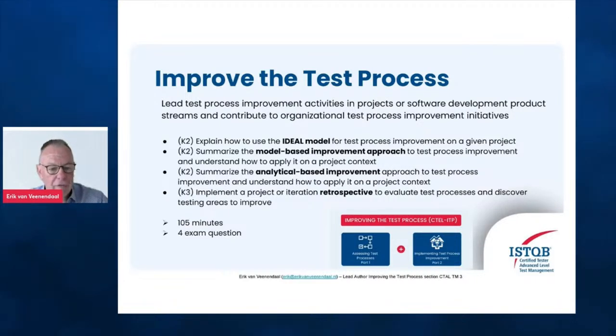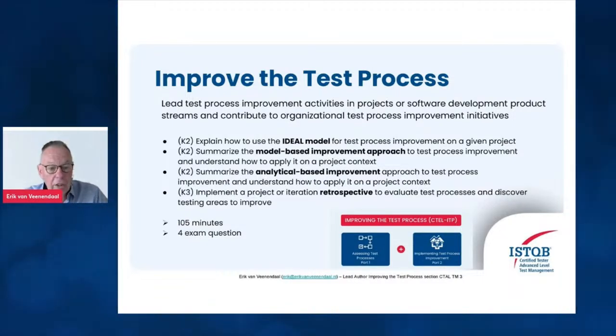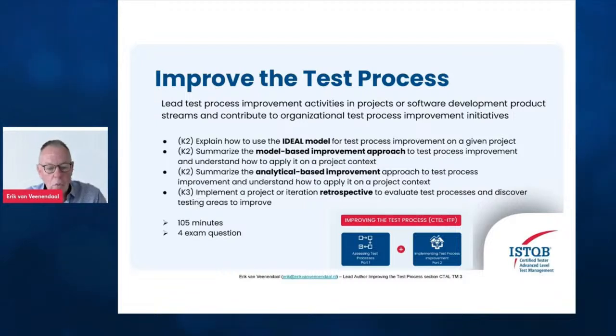And as you can see here, we have 4 learning objectives. We teach you the IDEAL model, which is a model for how to do test process improvement. You might say the stepwise approach. We talk about model-based improvements, things like TPI Next and TMI. We talk about analytical improvements, which is about data and measurements. And finally, this is a K3, so it's a very important one. We teach you how to implement retrospectives in your team, in your project, in your stream. In total, 105 minutes. And we have 4 exam questions in the end, 2 on the K2s and 2 on the K3s.